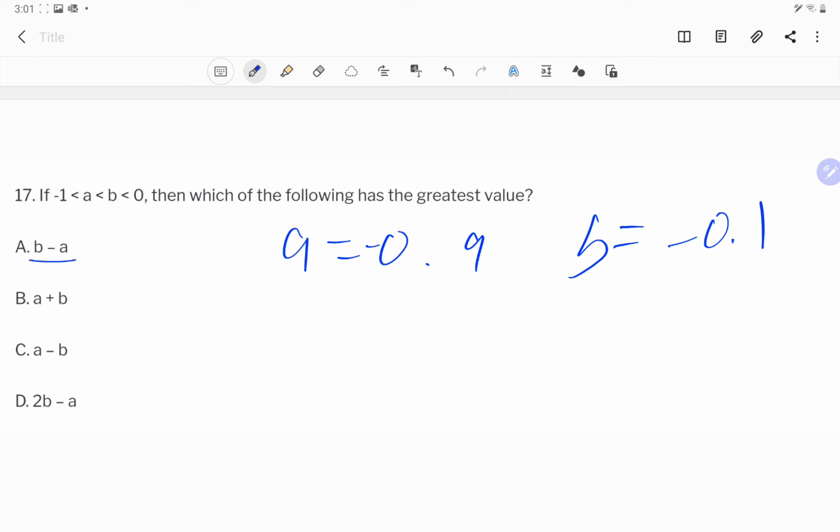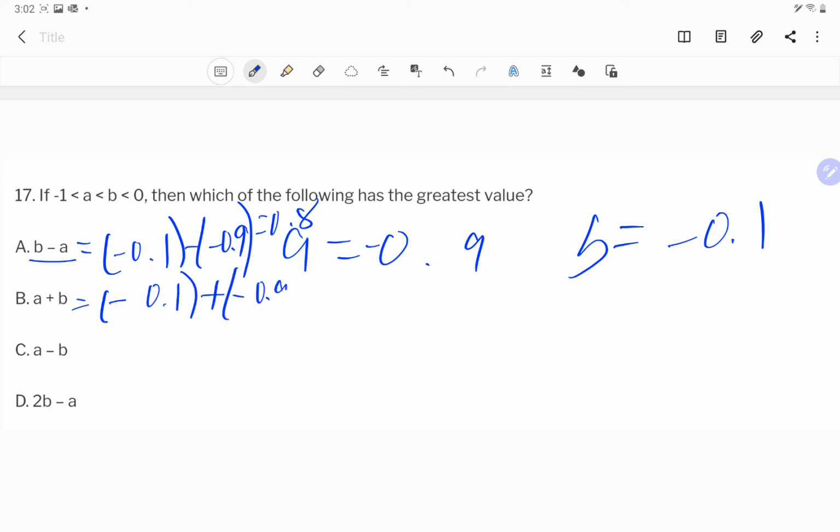b minus a is equal to -0.1 minus -0.9, that is equal to 0.8. Okay, how about letter B? So we've got -0.1 plus -0.9, that is equal to -1.